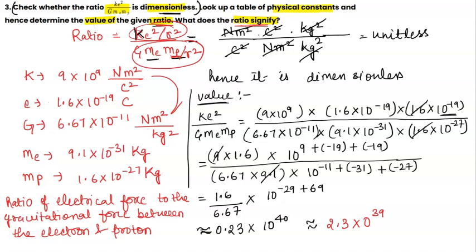Also, for the first part, the ratio is dimensionless. For dimensionless, we can write M to the power 0, L to the power 0 and T to the power 0, because for dimensions we use square brackets where M is mass, L is length and T is time. All the powers are 0, so we can write it like this. Now we have all three parts of the answer. The first part is the dimensionless check, the second part is the value, and the third part is what it signifies. Hope you find the video useful.